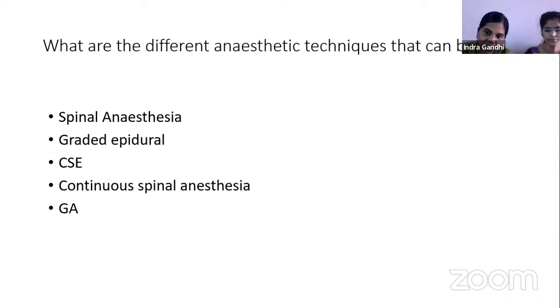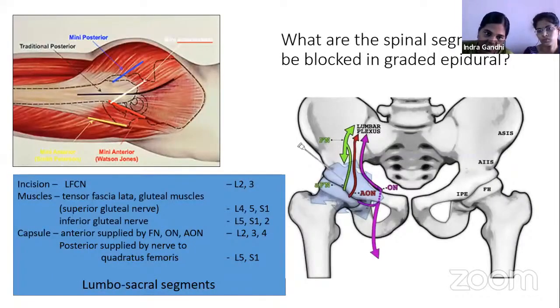Hip joint is mainly supplied by lumbar plexus and sacral plexus. Anterior capsule of hip joint is supplied by lumbar plexus, and posterior capsule is supplied by sacral plexus. In lumbar plexus, iliohypogastric nerve also. So basically, this is what you're trying to say, that lumbar plexus is supplying the majority of the anterior capsule and these muscles also.